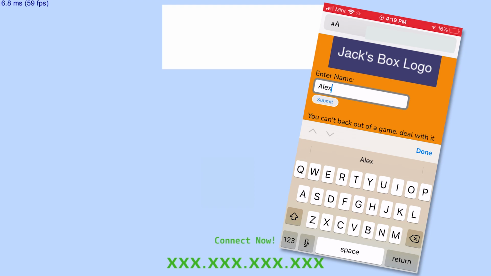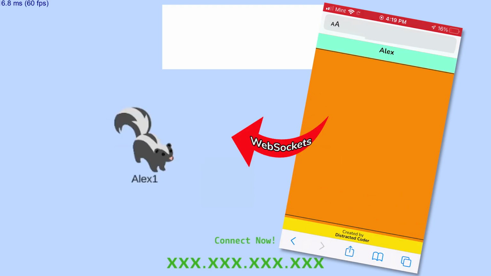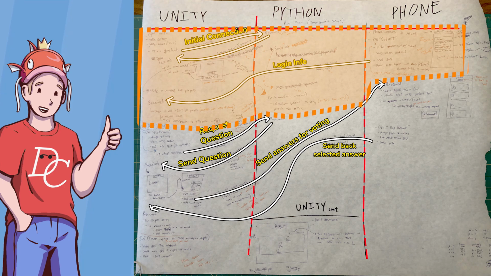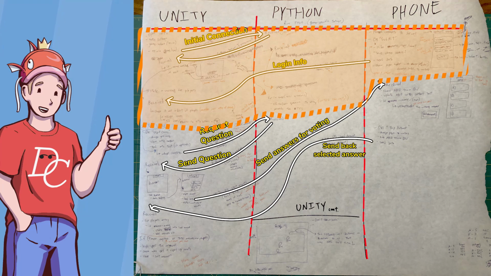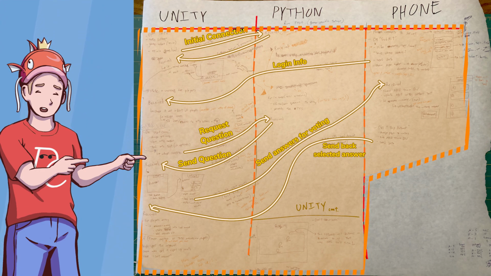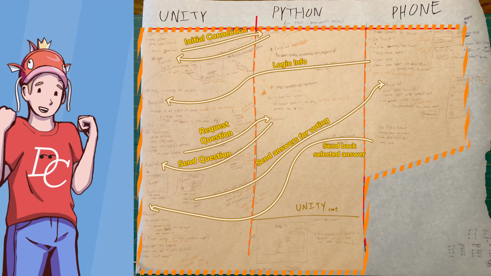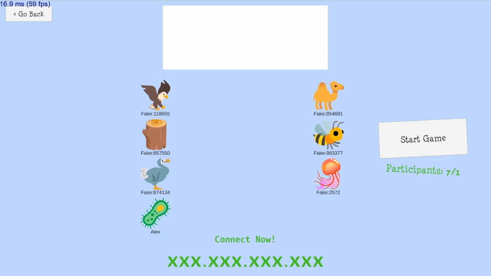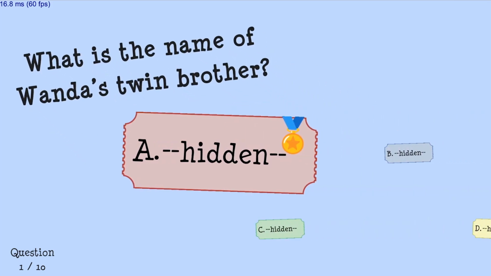A player submits their name on the phone, and that data is sent over to Unity. With that all working, it means this whole portion of the workflow is complete. Only a few days later, and I'm happy to say that this portion is complete. Yeah, it's all done. The entire gameplay loop has been created.